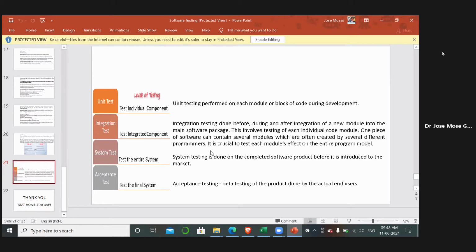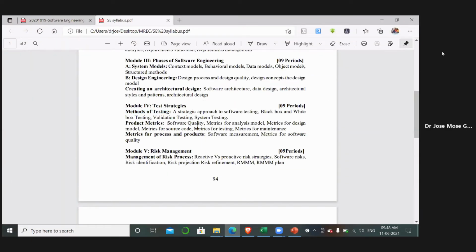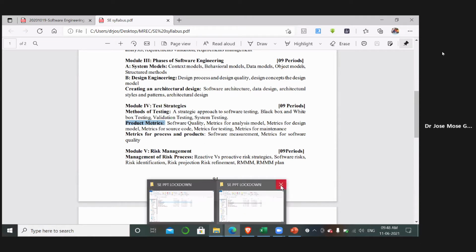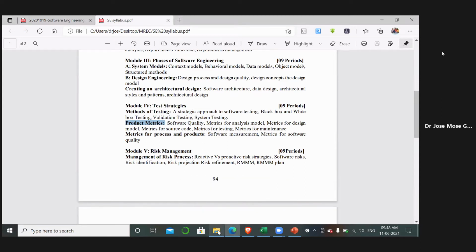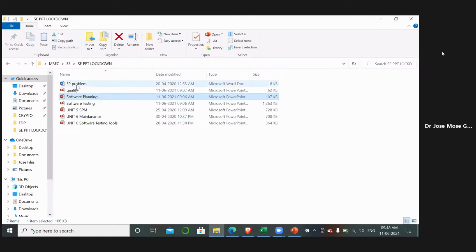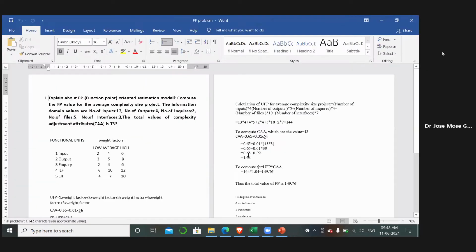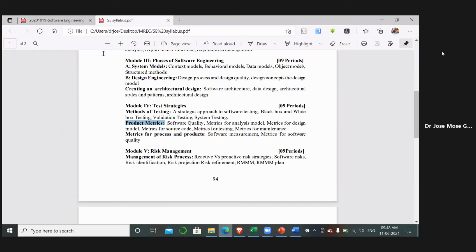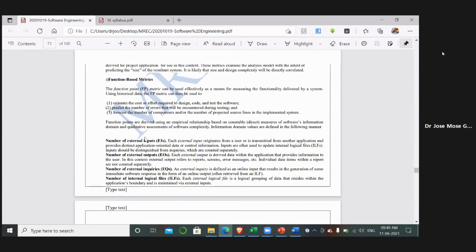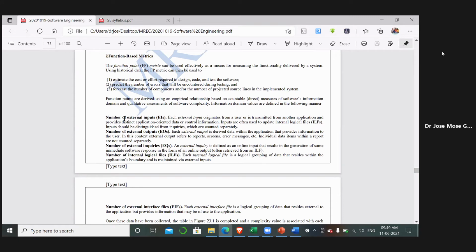Once the testing is done, we went into metrics. So quality metrics, how we are measuring the quality. In that I said everybody should remember FP analysis, function point analysis, where we will be solving using a problem. If a problem is asked, you are going to solve it in that manner, or else if it is asked in a theoretical manner, then you explain the theoretical part. You can see on page 73 what is meant by function point analysis.